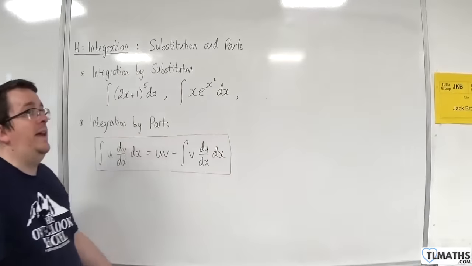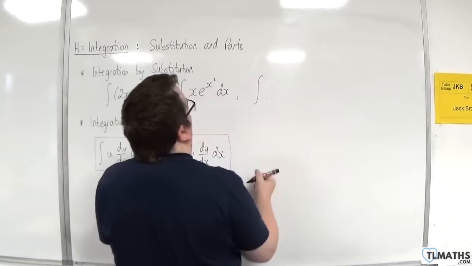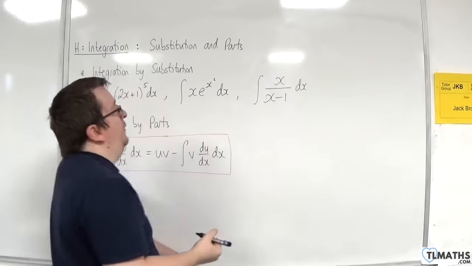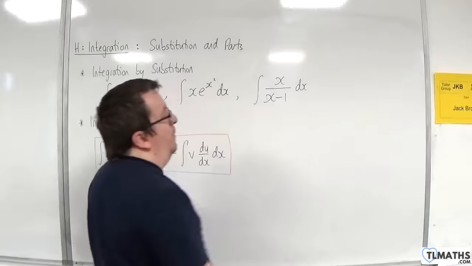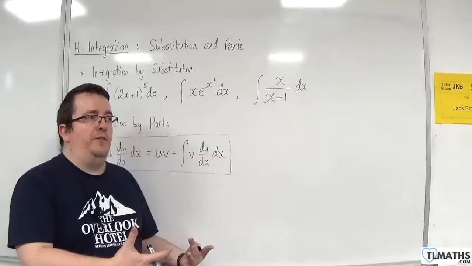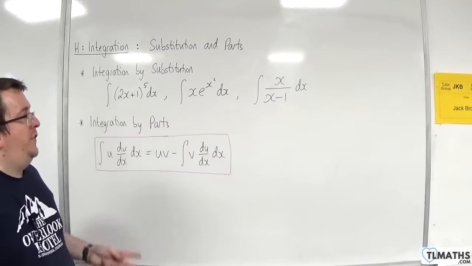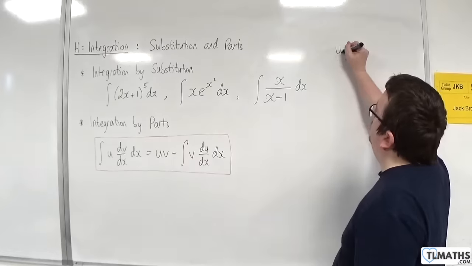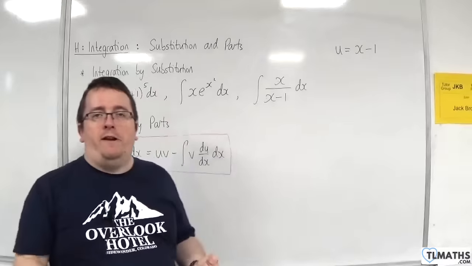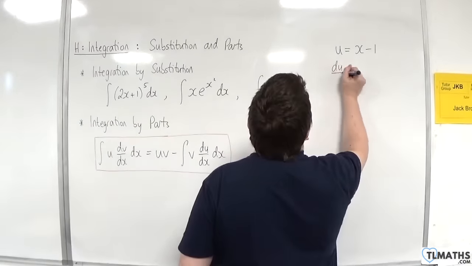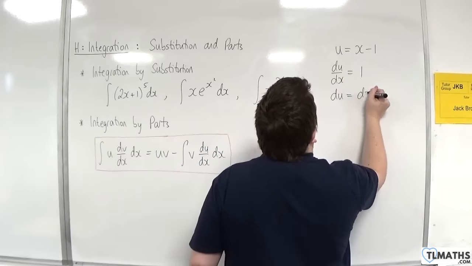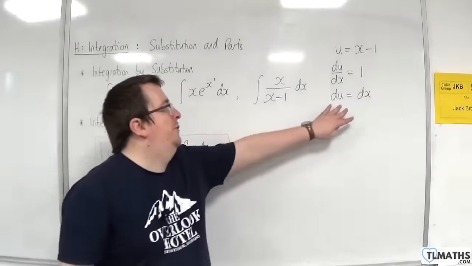You could also do the integral of x over x take away 1 with respect to x, using integration by substitution, letting u be x minus 1. Now, there will be questions that say use integration by substitution, and give you the substitution. The first thing you should do, whenever you get your substitution, so let's say u equals x minus 1, is differentiate it. So du by dx is equal to 1 in this case. Then you rearrange that to get your dx, and now you've got a replacement for the dx.